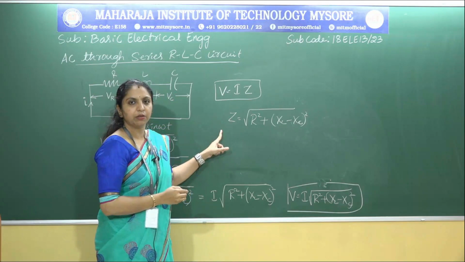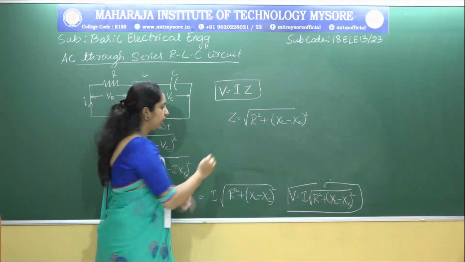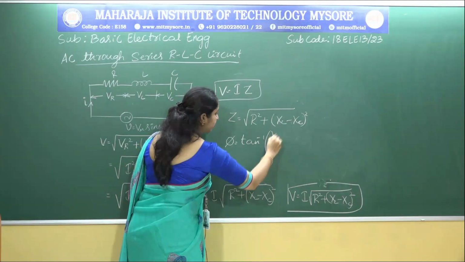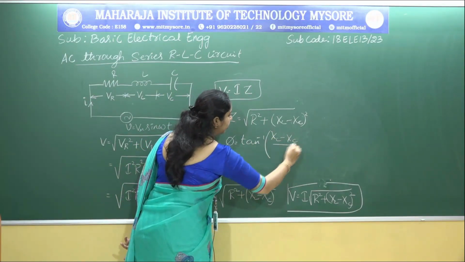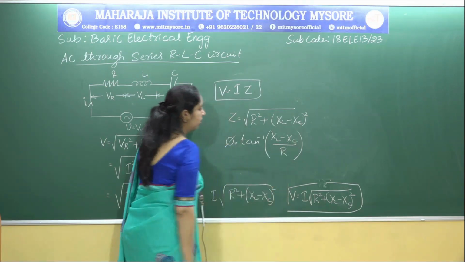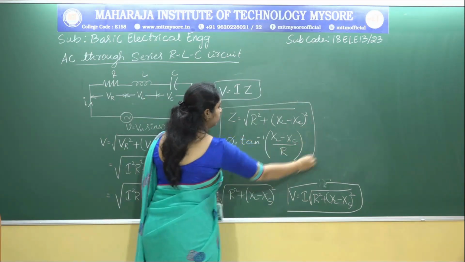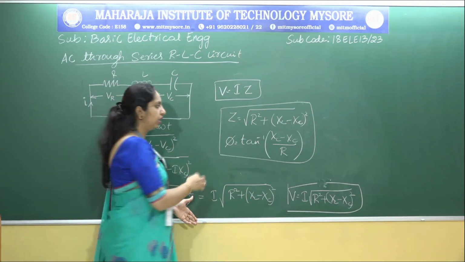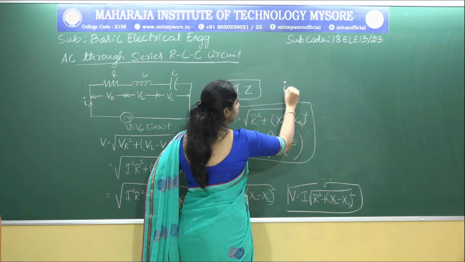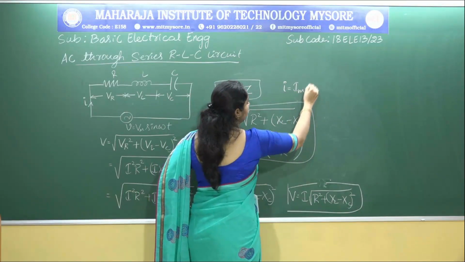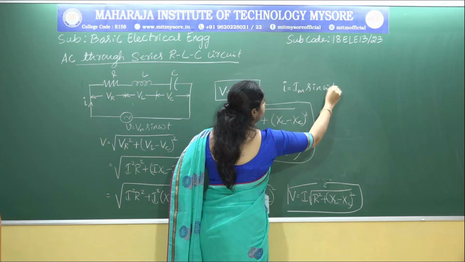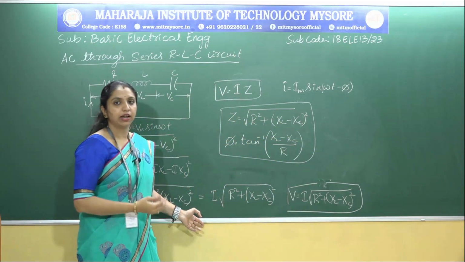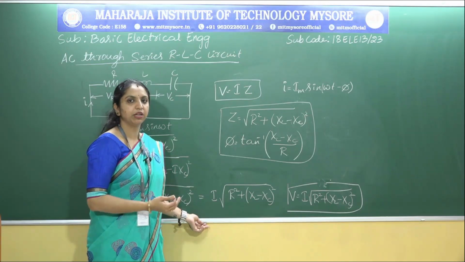In this way we can represent impedance, which is Z, and phi can be represented as tan inverse of XL minus XC divided by R. These are the terms we can have from this particular condition, and at the same time the current equation can be rewritten as I is equal to Im sin omega t minus phi. Why is it minus phi? Because the current lags behind VL minus Vc.